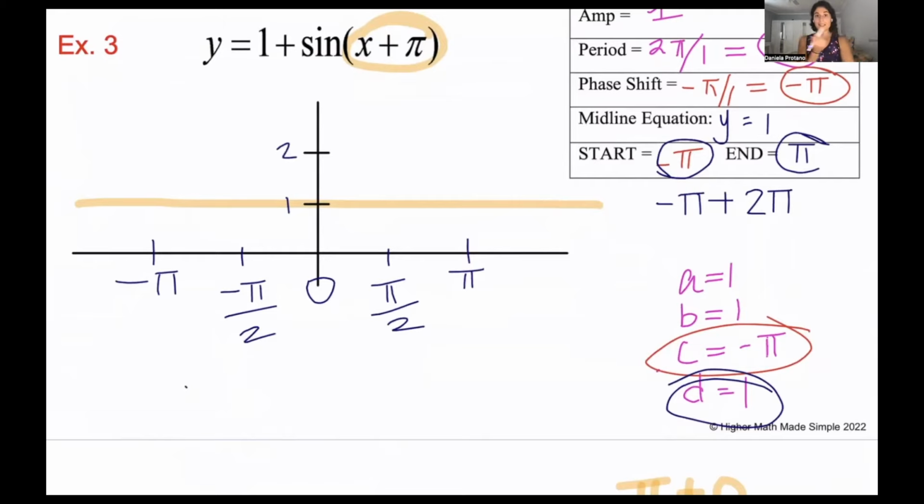So this is a sine function. It will go up to the maximum and then down to the minimum because the a value, or the leading coefficient, is positive. So the sine function always starts and ends at the midline. And then halfway through, it's also at the midline. And so it's going to go up to the maximum and then down to the minimum.